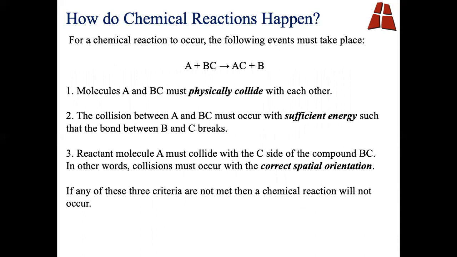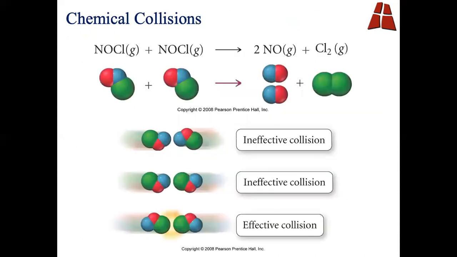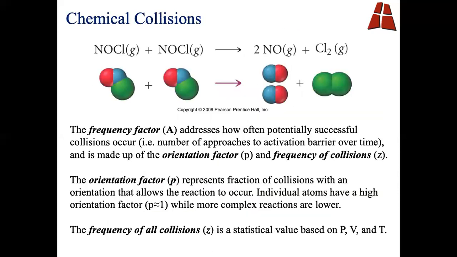How do chemical reactions happen is a good question. There are 3 components that we talked about that must happen. First is that molecules must physically collide. Second is that they need sufficient energy, so they need energy to break bonds. And then lastly, they need the correct spatial orientation, so they have to hit each other in the right way. If any of those criteria are not met, then the reaction will not happen. Okay, so we can think of it in this example here.